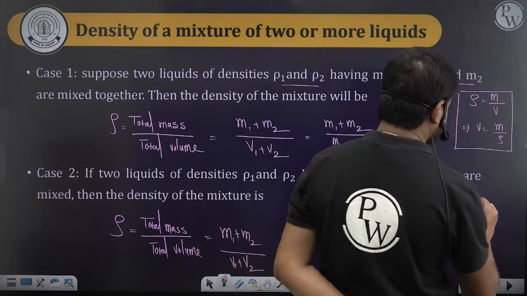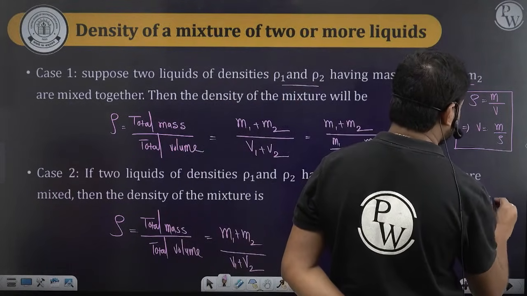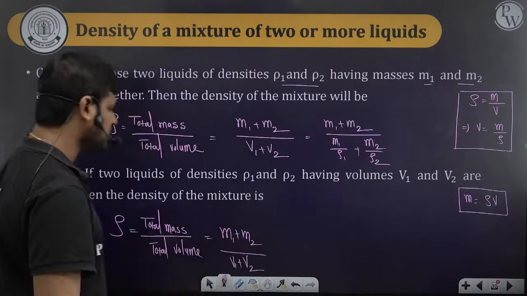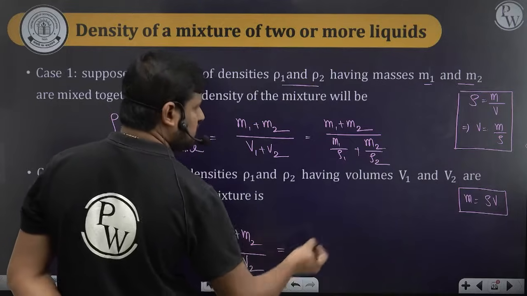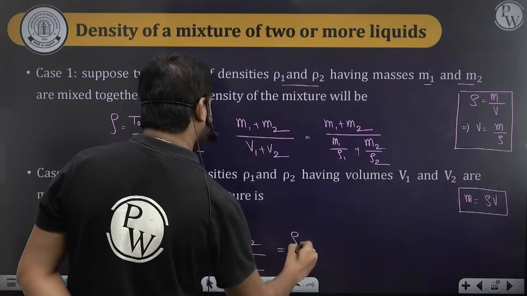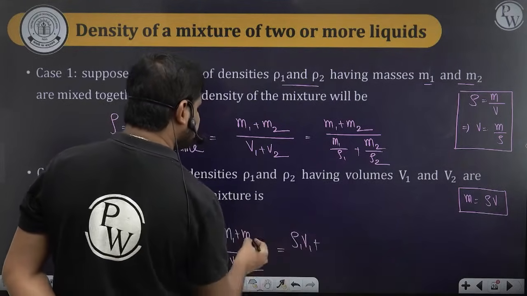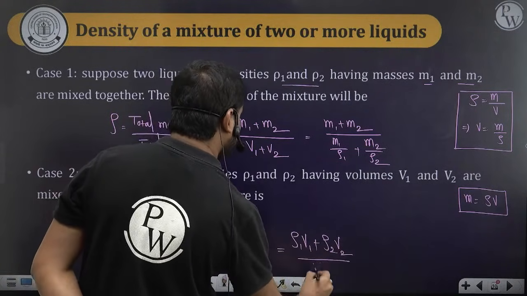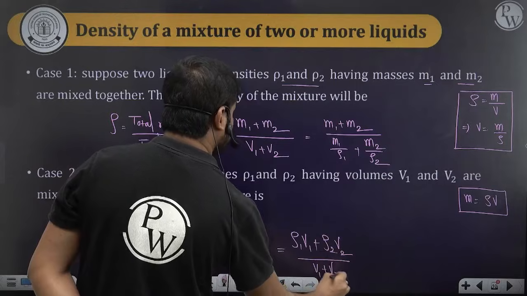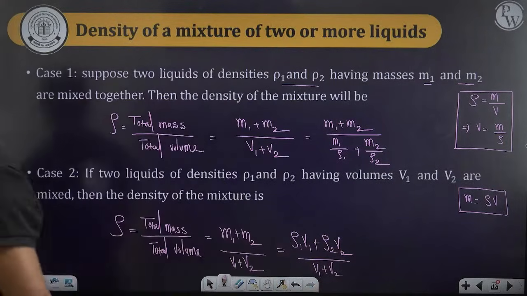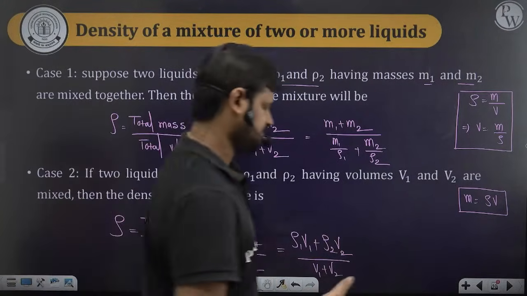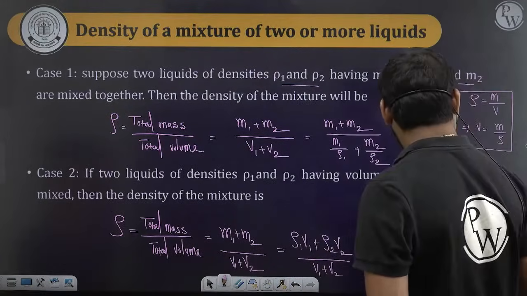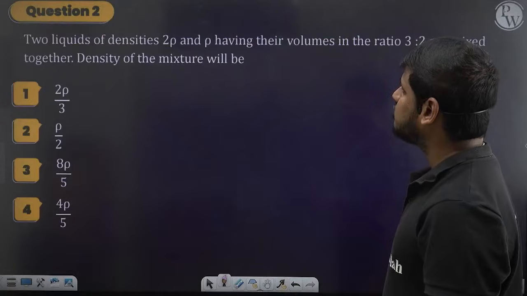So from here, the mass is equal to density into volume. In place of M1, I'll write ρ1 V1 plus, in place of M2, ρ2 V2, by V1 plus V2. So hope you already came across these concepts in chemistry, right? Good. Next, we have got one question.